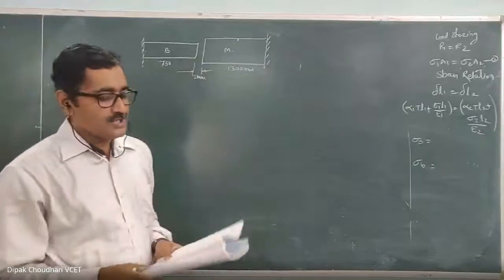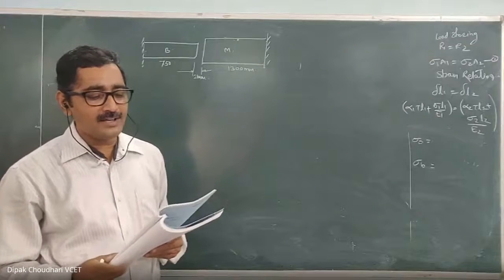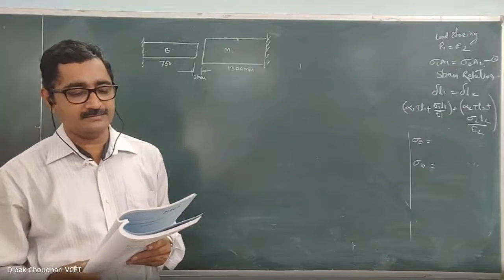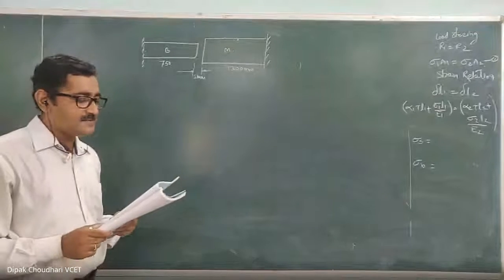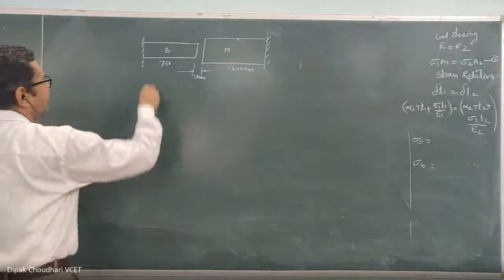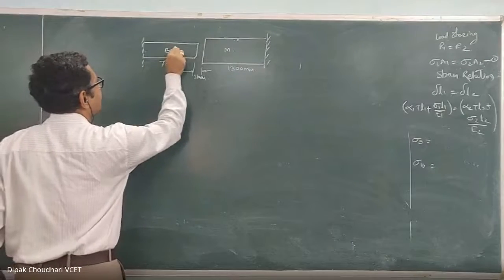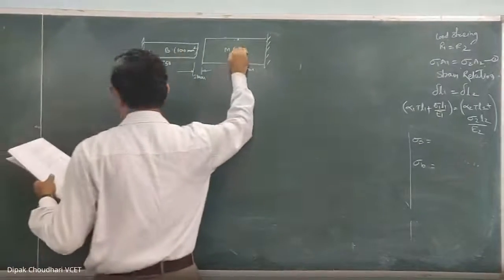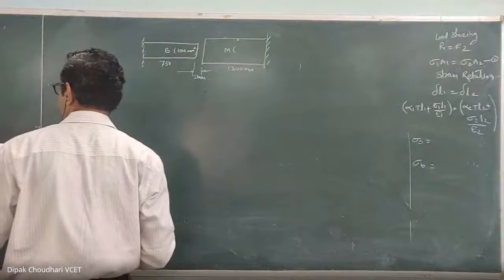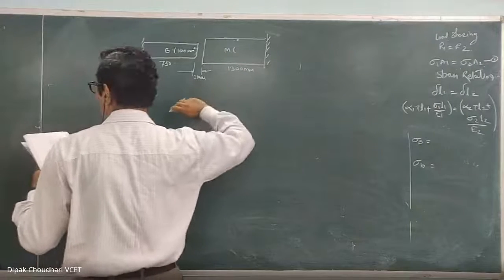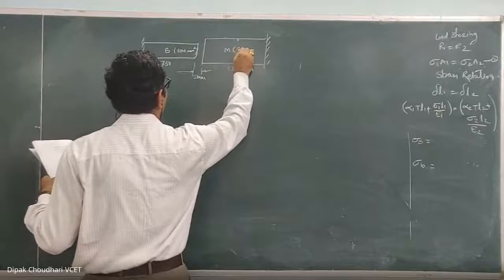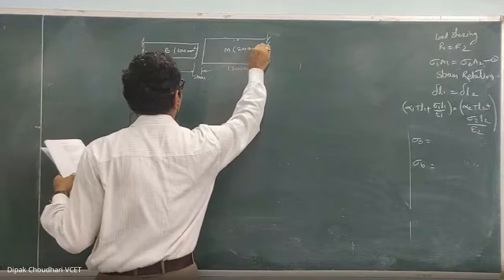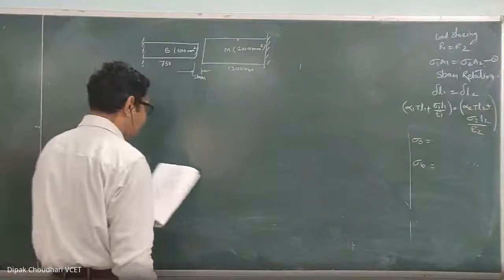Okay, in the question it is given that a bimetallic thermal control is shown in the figure. The brass length is 750 and the cross-sectional area is 100 millimeter square. The magnesium's length is 1300 millimeter and its cross-sectional area is 200 millimeter square. Cross-sectional areas are directly given.